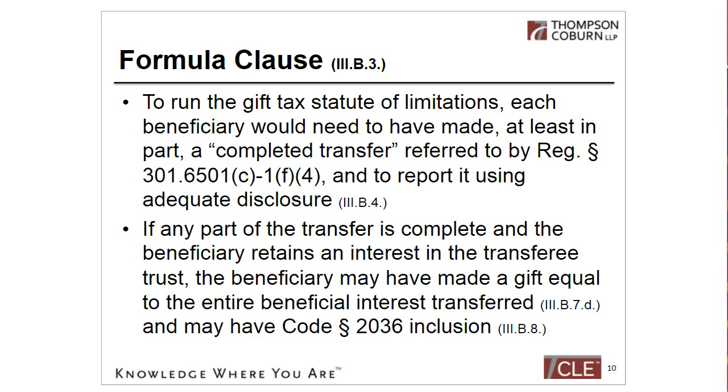To run the gift tax statute of limitations, each beneficiary will need to make a completed transfer and report it using adequate disclosure. So our goal would be to have at least some part of the transfer be complete. So when you think about trust design, if you do want to try to run the gift tax statute of limitations, then you need to think about whether the beneficiary's interest in the new trust would cause it to be a totally incomplete gift or not.